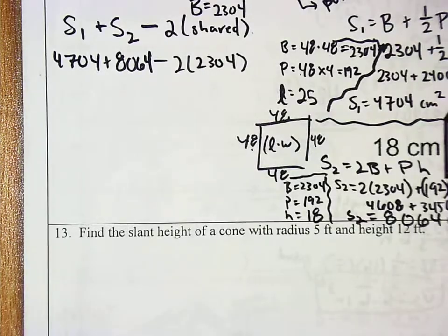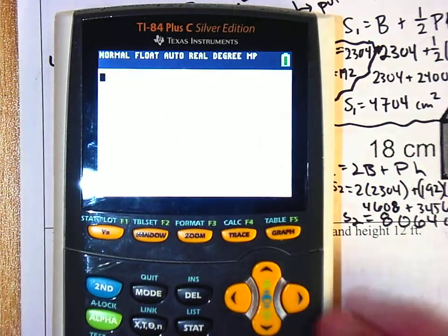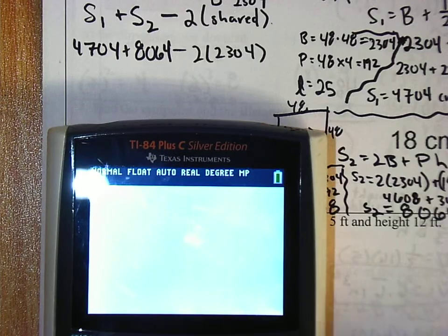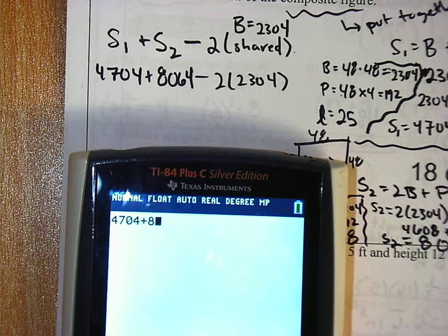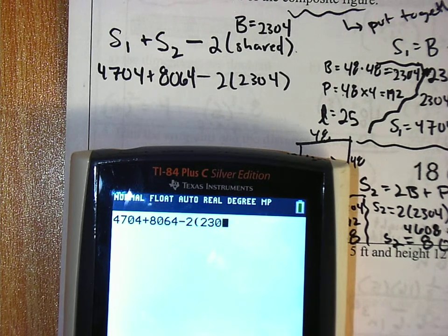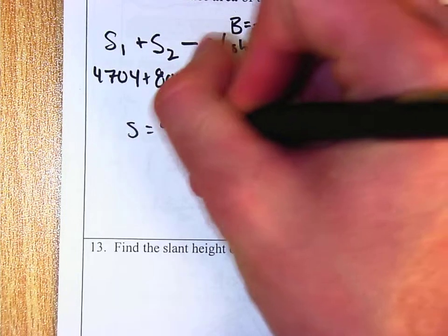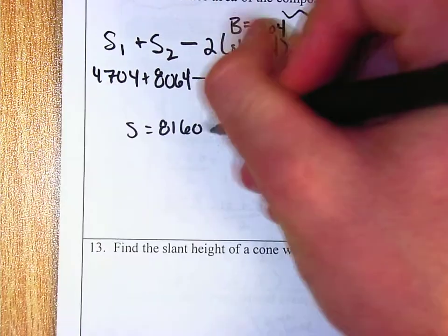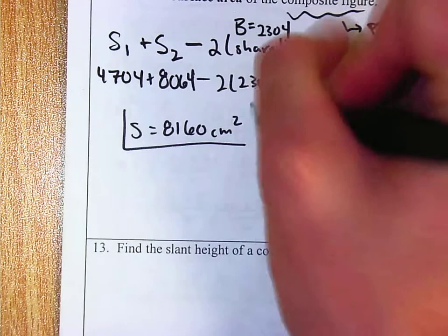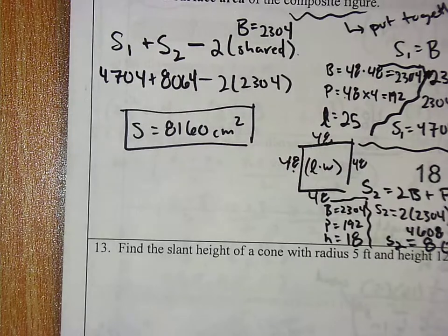So now that whole thing I can just plug into my calculator and get the answer. It looks something like this: 4,704 plus 8,064 minus 2 times the shared, 2,304. We're going to get a surface area of 8,160 centimeters squared. So that's our combined, or composite, surface area.